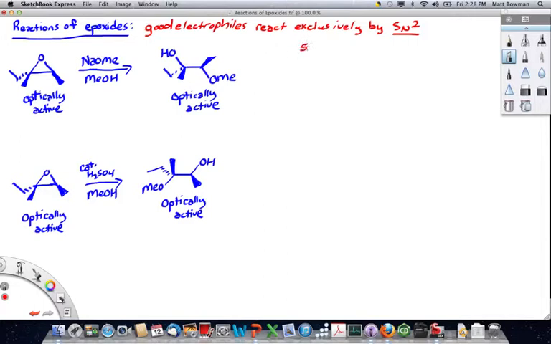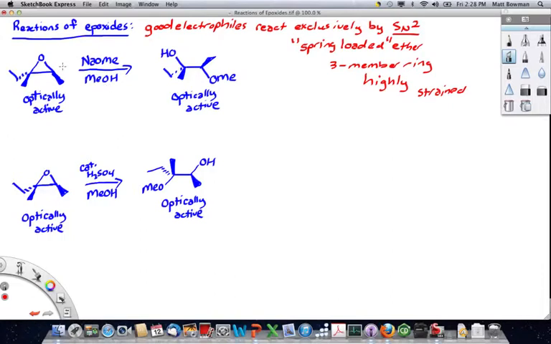They are a spring-loaded epoxide. You can think of them as a spring-loaded leaving group, where the three-membered ring is highly strained. So this epoxide just wants to open, and it attracts a nucleophile to open it up.